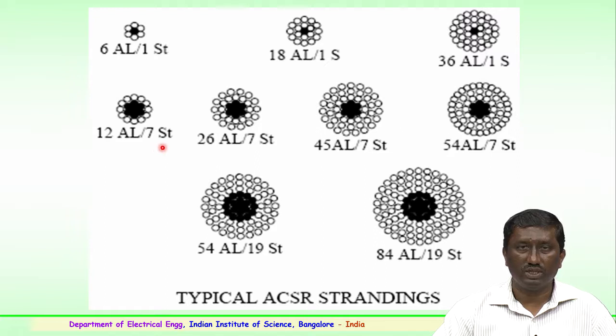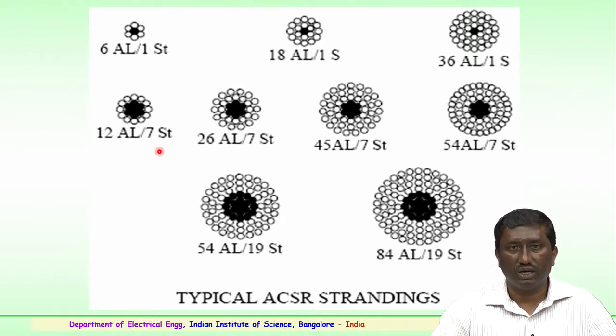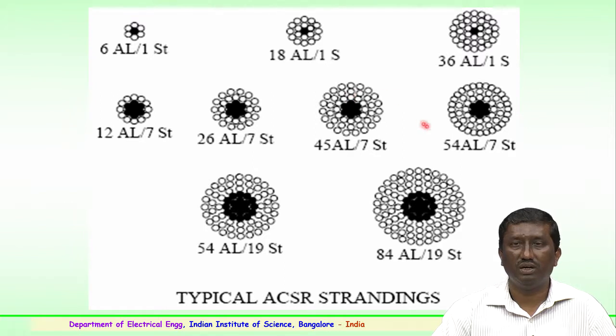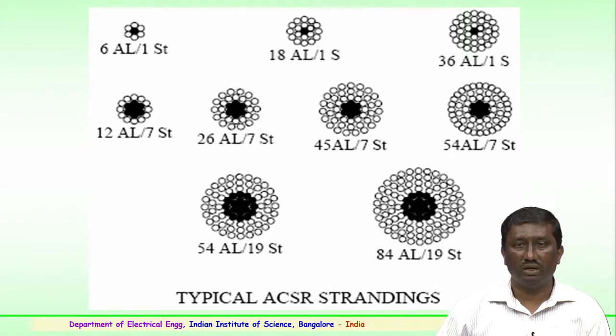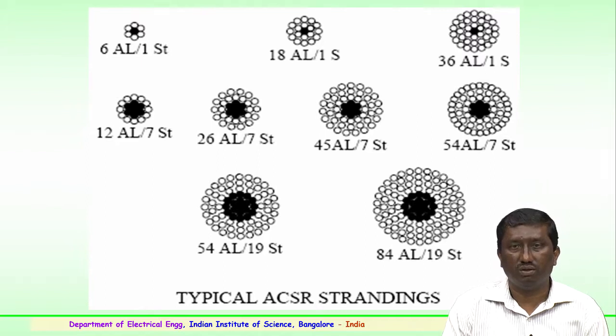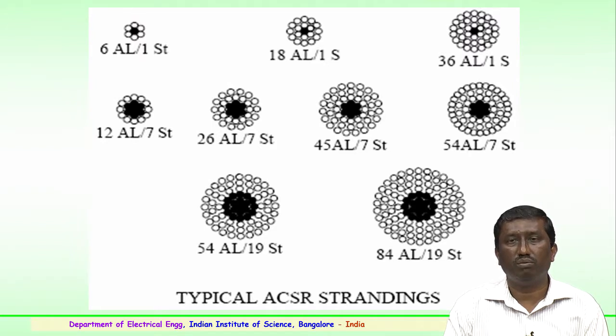Further, 7 steel with 12 aluminum conductor stranded. The steel numbers are increased mainly for the mechanical strength, the span length and so on. So, 7 steel 26 aluminum, 7 steel 48 aluminum, 7 steel 54 aluminum, 19 steel 54 aluminum, 19 steel 84 aluminum. So, these are the various typical ACSR standard conductors which are in use for different voltage levels, different current carrying capability and mechanical strength.